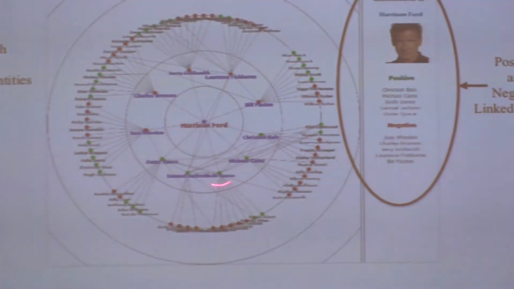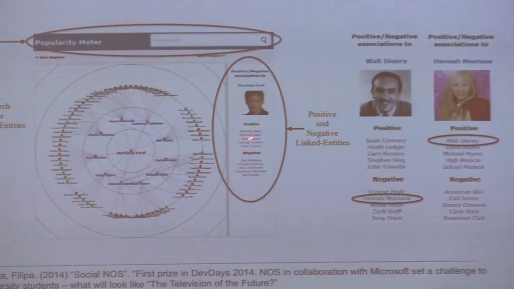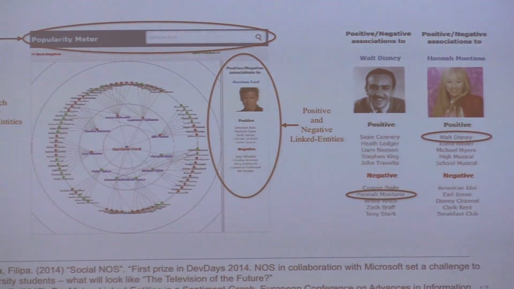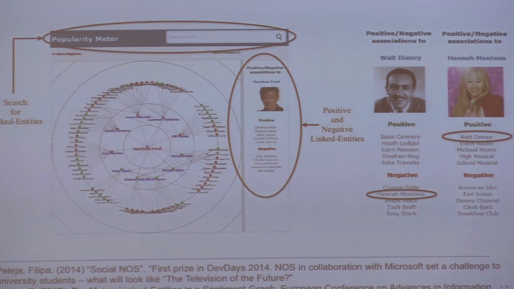Here we have Harrison Ford, and we can know which entities had a higher positive impact towards Harrison Ford's reputation and which one had a negative impact towards Harrison Ford's reputation. And what we said in this challenge is: why not use this while we are watching TV?